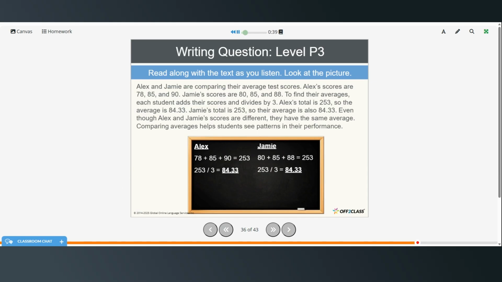Alex and Jamie are comparing their average test scores. Alex's scores are 78, 85, and 90. Jamie's scores are 80, 85, and 88. To find their averages, each student adds their scores and divides by 3. Alex's total is 253, so the average is 84.33. Jamie's total is 253, so their average is also 84.33. Even though Alex and Jamie's scores are different, they have the same average. Comparing averages helps students see patterns in their performance.